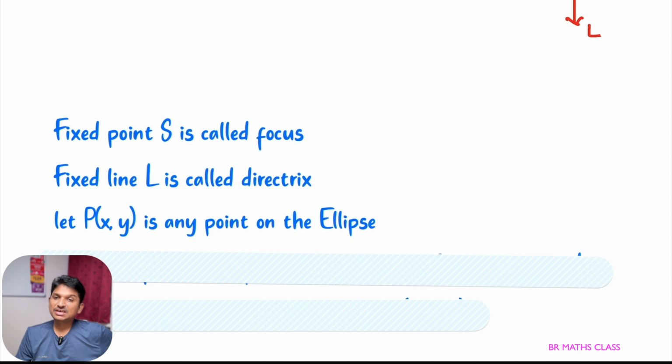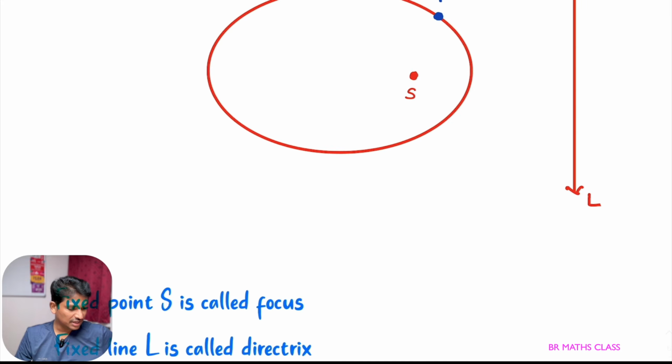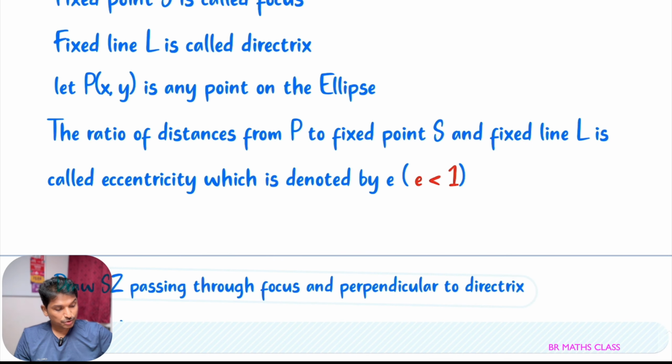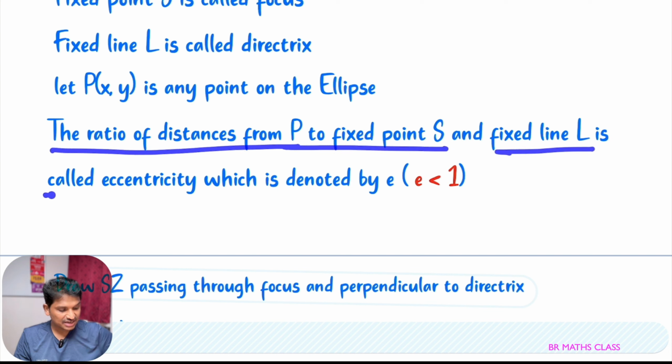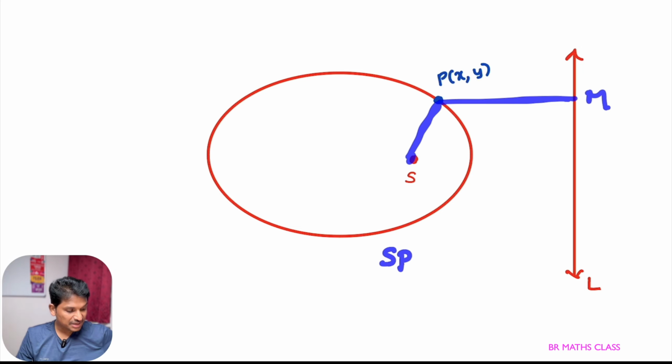Let P of x comma y be any point on the ellipse. You take one point on the ellipse. For example, I'll take point P here. This is point P, I'll name it x comma y. P of x comma y is any point on the ellipse. You see this point, the ratio of distances from P to the fixed point S and the fixed straight line L is called eccentricity. That means you observe here, this SP is there, this is PM. That means SP by PM. What is this? The ratio of its distances is called eccentricity.